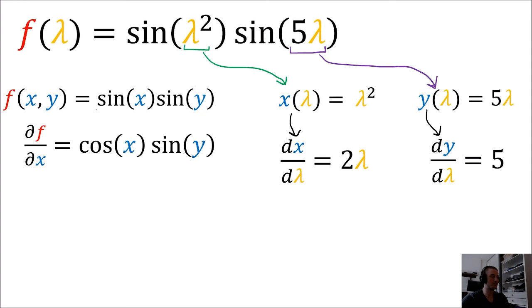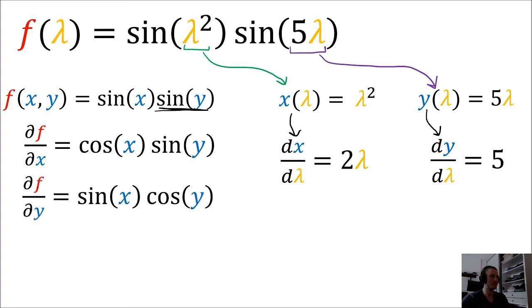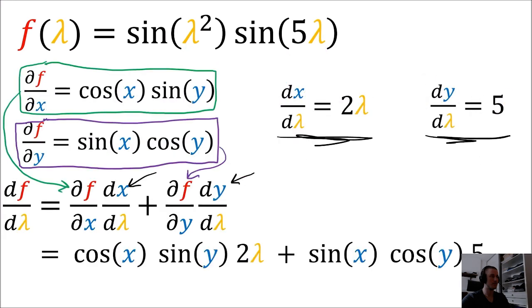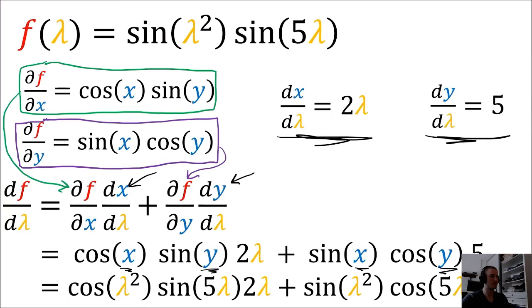So the partial derivative of sine x sine y with respect to x is cosine x sine y, and partial f by partial y is sine x cos y, since we treat x as a constant. Subbing in x and y, we get df by d lambda equals cosine of lambda squared times sine of 5 lambda times 2 lambda plus sine of lambda squared times cosine of 5 lambda times 5.